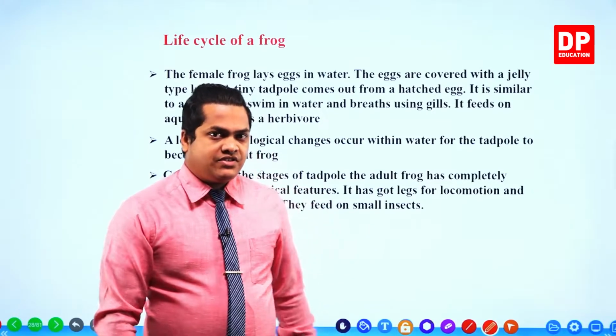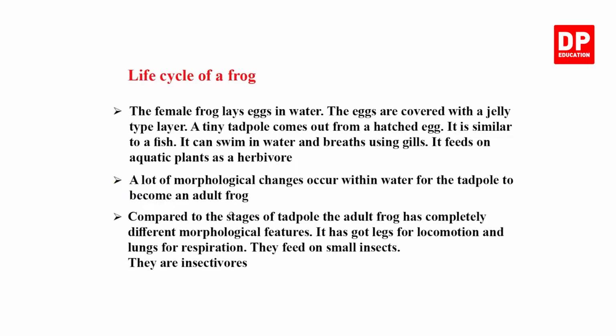Okay, so the first life cycle which is given here, as you can see, is the life cycle of a frog. The female frog lays eggs in water. The eggs are covered with a jelly-like layer. A tiny tadpole comes out from a hatched egg. It is similar to a fish. It can swim in water and breathes using gills.